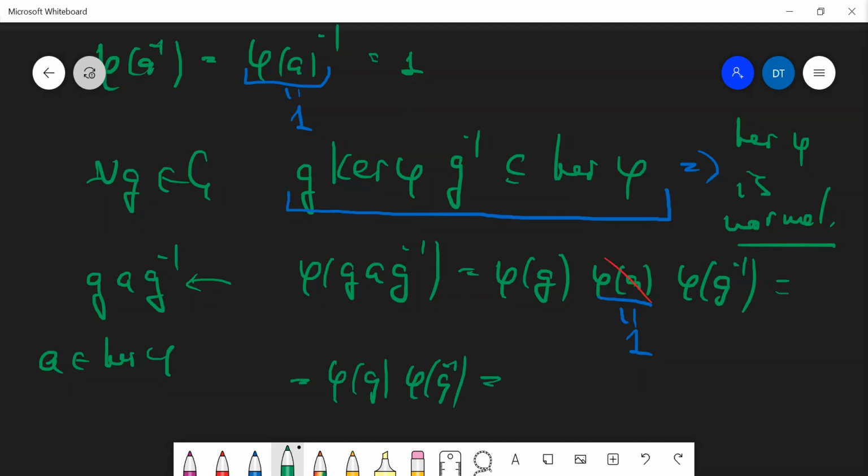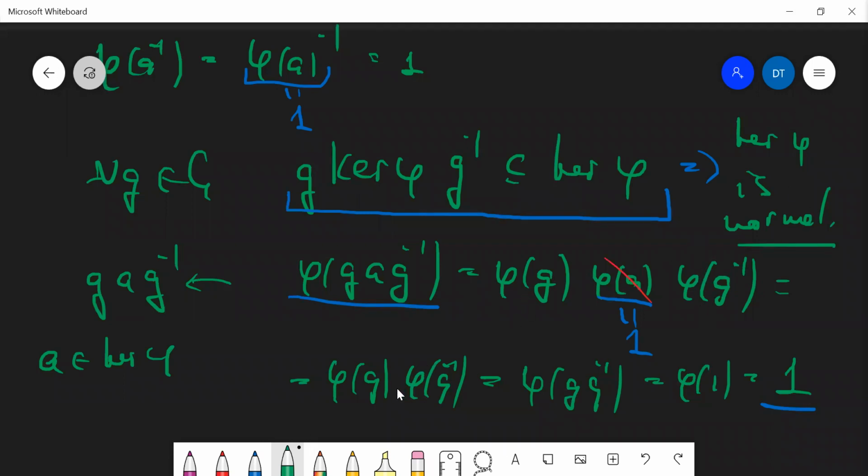And now you have several options how to continue the proof. For example, you may use the property of a homomorphism again. Then you will get this, and the result of phi of 1 is 1. So this equality shows that the element g A g inverse belongs to the kernel of phi. So that's why this inclusion holds, and that's why the kernel is a normal subgroup.